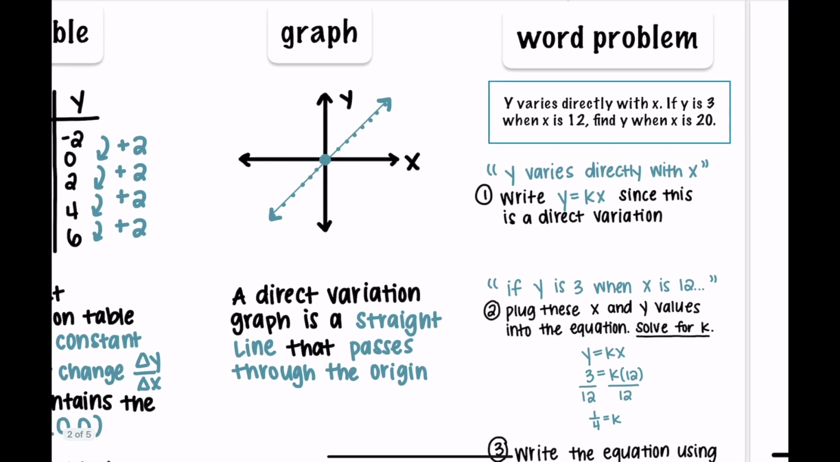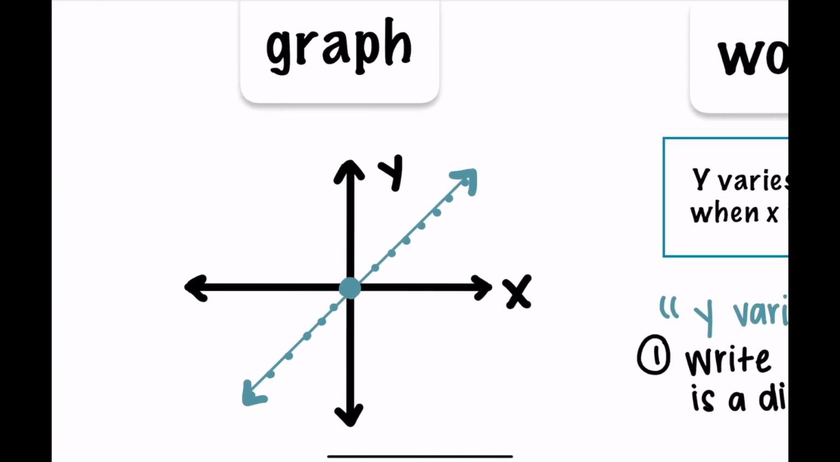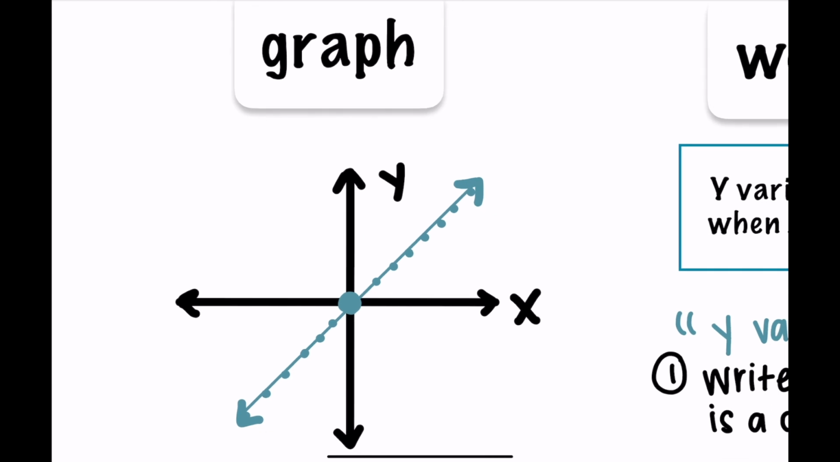All right, now let's look at graphs. The graph of a direct variation, again, is a linear function, so it's just a straight line that passes through the origin. It's very important that it passes through the origin, otherwise it's just a linear function and not a direct variation.